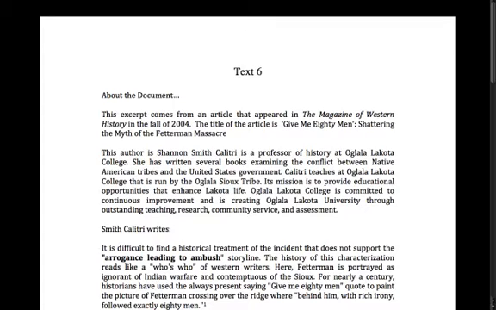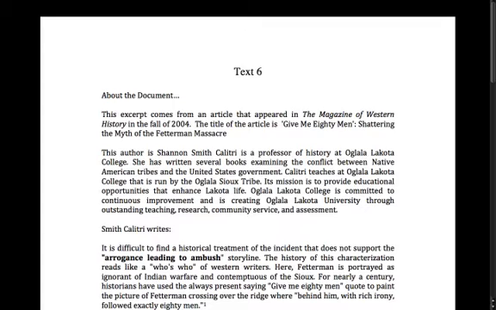Calteri teaches at the college that is run by the Sioux tribe that was involved in the Fetterman Massacre. Its mission is to provide educational opportunities that enhance Lakota life. The college is committed to continuous improvement and is planning on creating a university. So this gives us a little bit of background about the article and the professor and where she works. Okay, with that background information, we should be able to source and contextualize.